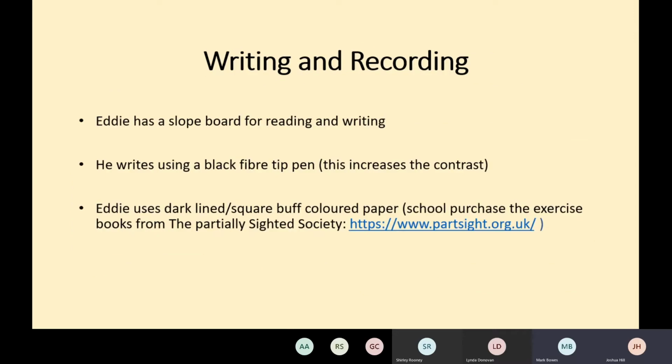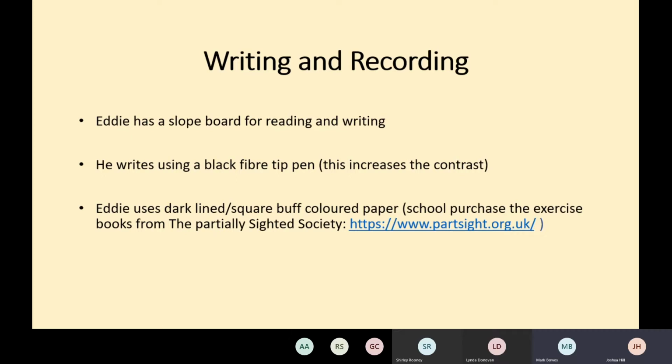So for Eddie, we've said that he uses a slope board for reading and writing. And we recognise that as Eddie gets older, he's going to be less inclined to use things that draw attention to his visual impairment, such as a slope board. So as long as he's happy to be using the slope board, praise and encourage him to continue with that, because there will be a point where he will probably start to reject these sorts of things.